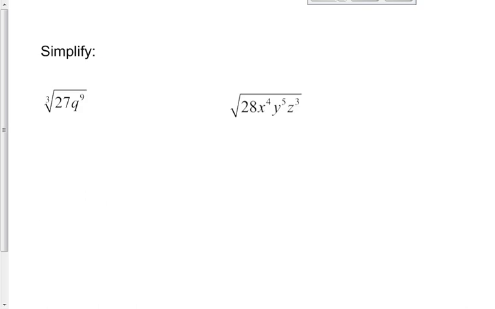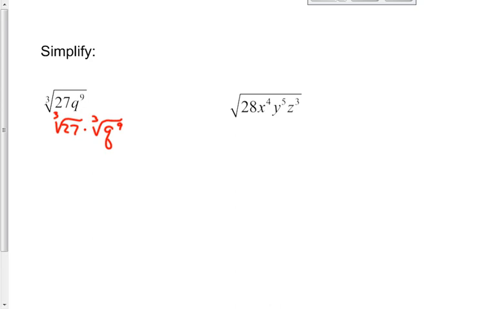All right, on this last page, we need to simplify cube root of 27 times q to the 9th. When you have numbers and variables, if you want to, split them apart. Remember, this is what one of our quotient properties with radicals is all about. Instead of one great big radical, write it as two little guys.